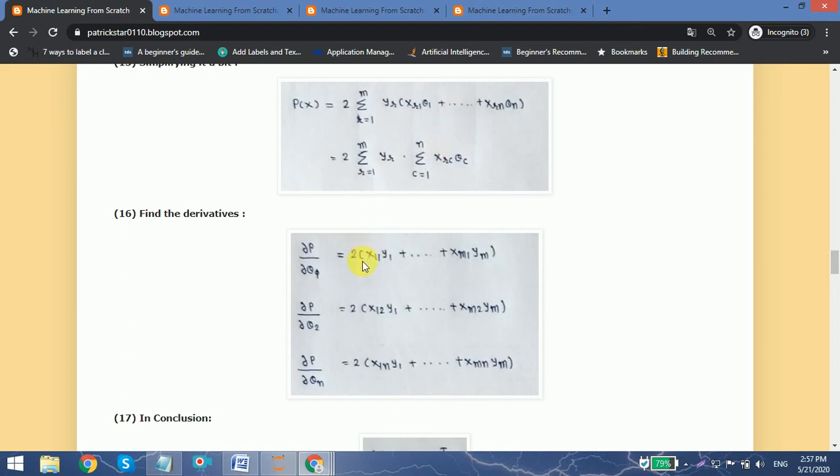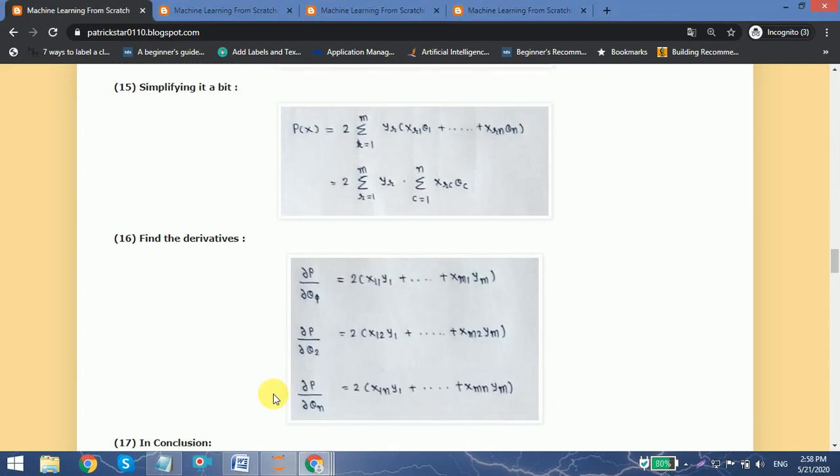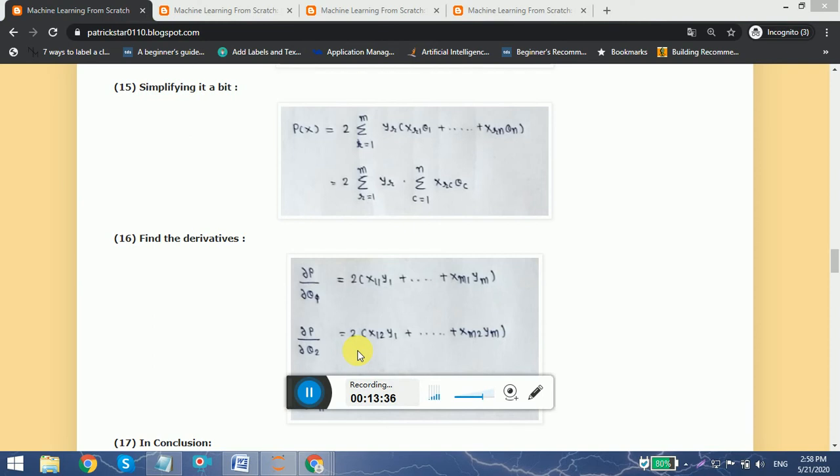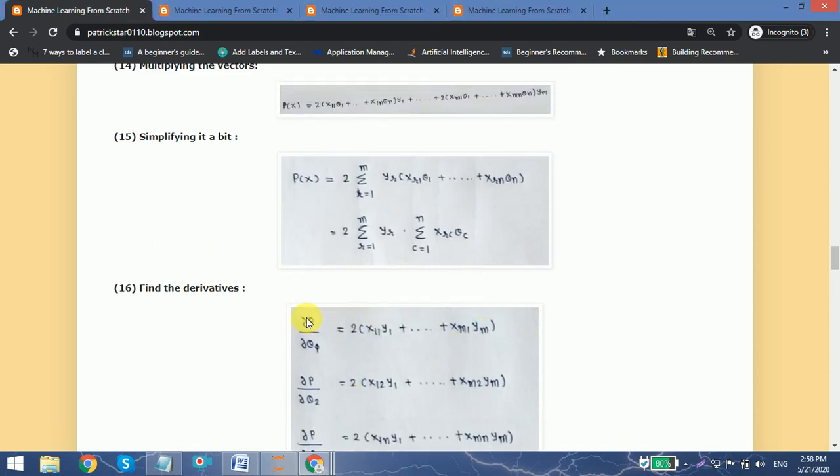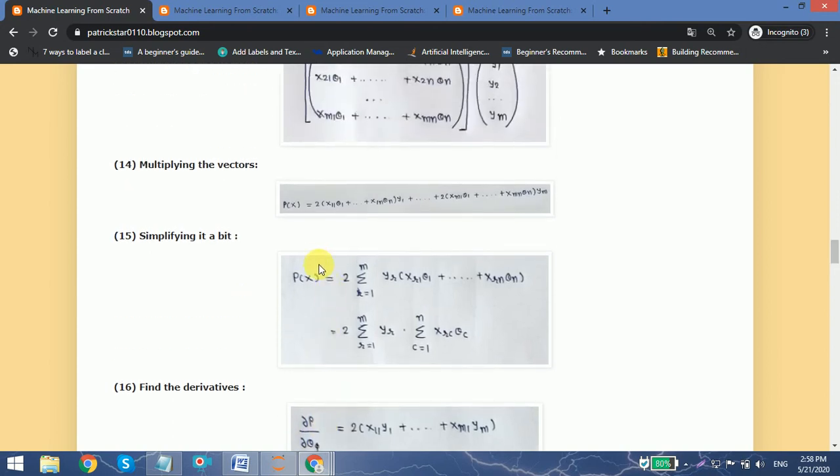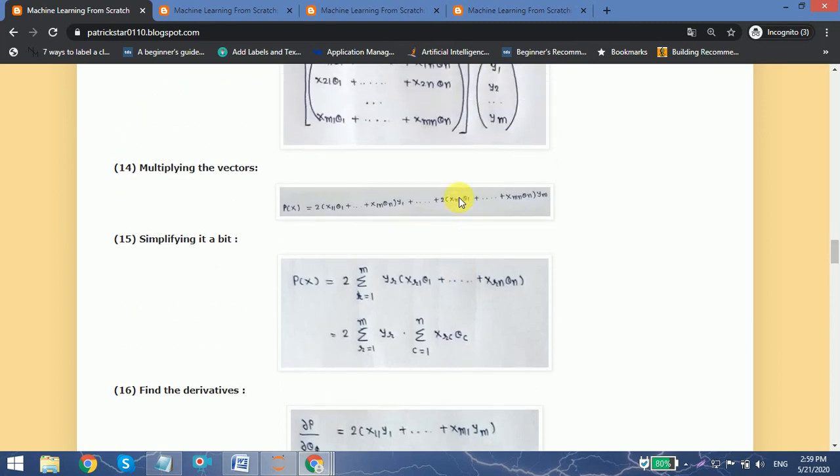Okay, so here we are going to find the partial derivative of p with respect to theta 1. So here is our p function. If we find the partial derivative with respect to theta 1, then all the other elements like theta n or theta 2 will get cancelled out, and we will be left with this. The 2 will always be there. So 2 x11 theta 1 plus 2 into x21 theta 1 plus up to plus 2 into xm1 theta 1, or we can say the first element of each of these rows.